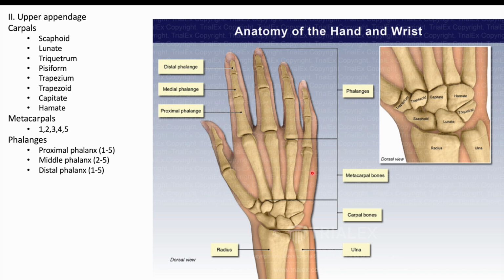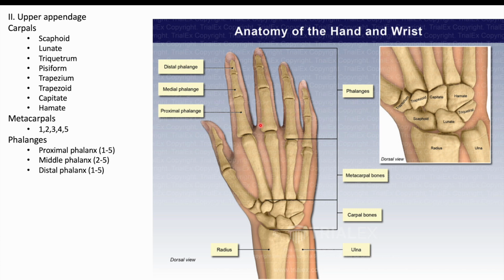And then up here, moving distally from the metacarpals, you have the phalanges. Now, with the phalanges, there are 3 types. There's the proximal phalanges, which are the closest to the metacarpals. There are 5 of them. So you name them from the thumb going out: 1, 2, 3, 4, 5.